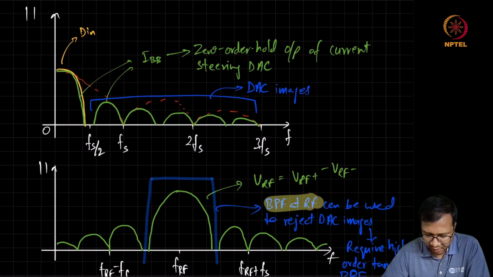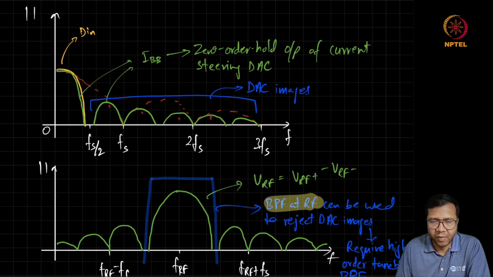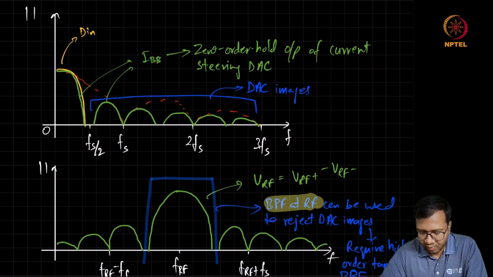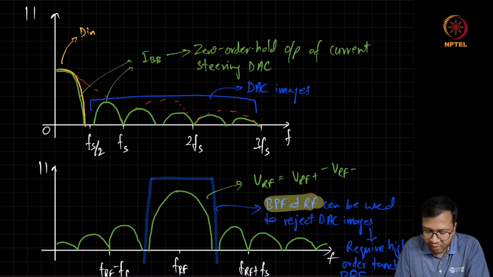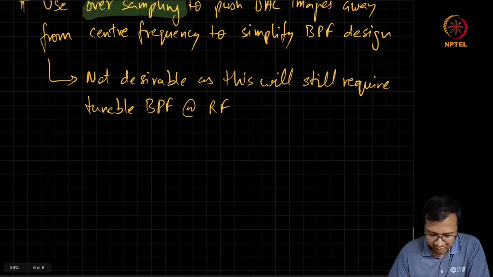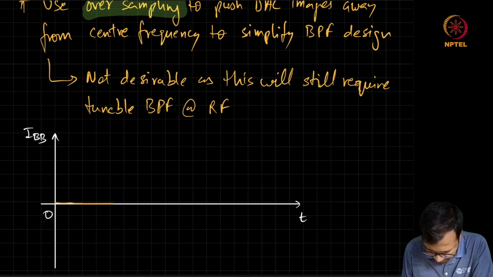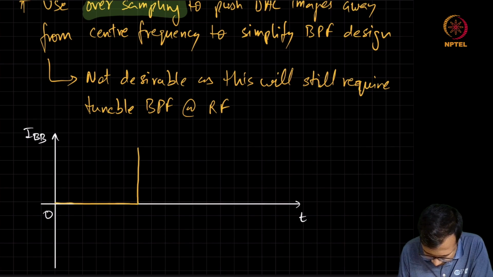So here we can see that these DAC images see only sinc kind of filtering because we have a zero order hold pulse shaping at the output of the current steering DAC. What if we can improve the interpolation at the DAC output so as to get better filtering? To explain this, let us draw the time domain waveform at the output of the DAC. At the DAC output, we'll have this kind of zero order hold waveform.